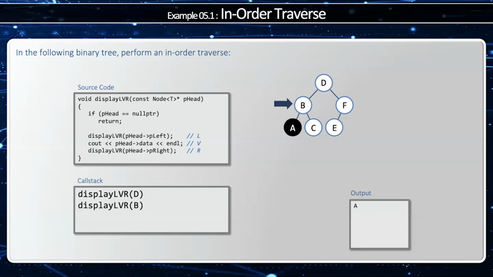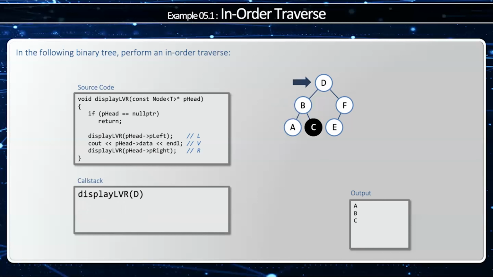Now, in my B call, I've already done my left branch, which was A. So now I'm going to visit myself and display that, and then I'll call my right branch, which is going to go to C. Now, C has no left child, then I'll display myself, and then it has no right child. So I'll return out of C, which will go back to B. Now I've completed all of B. I did left and visit and right. So now I'll return back up to D.